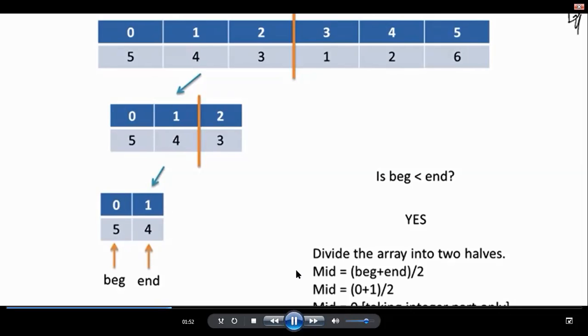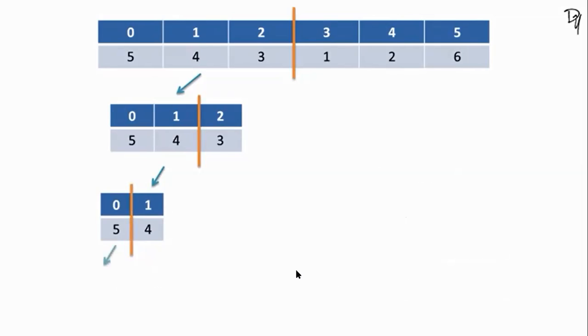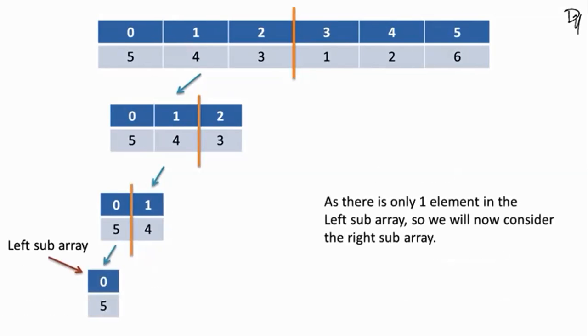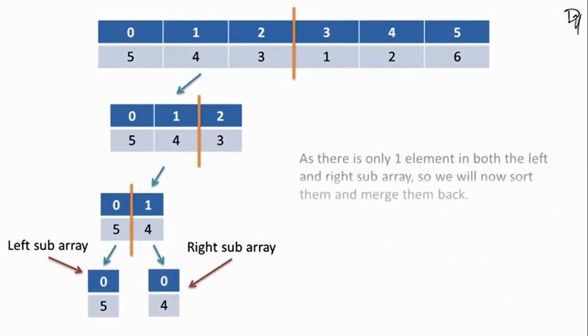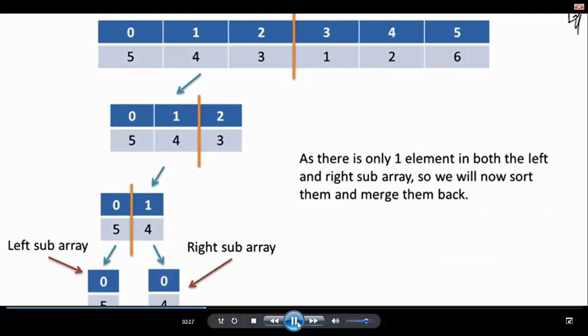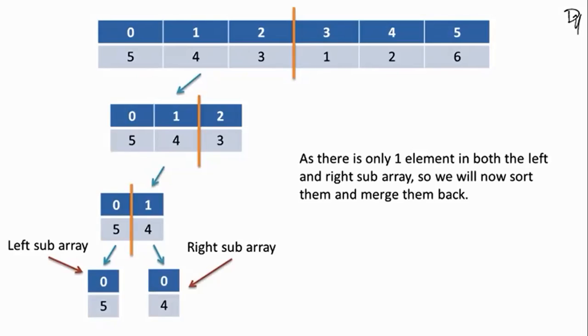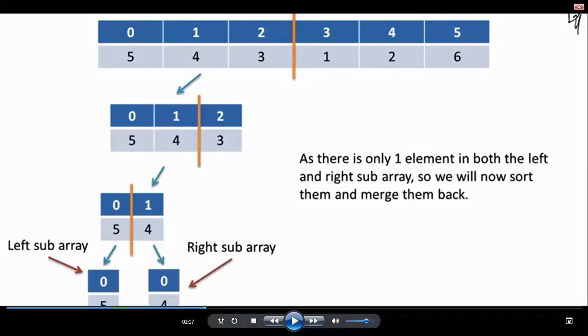So how can the split be? The 0 index is in the left subarray, and the value 1 can come in the right subarray, right? Yes. Now in both the left subarray and right subarray, we have only one element. So no need to split again. Now we can start the merging.